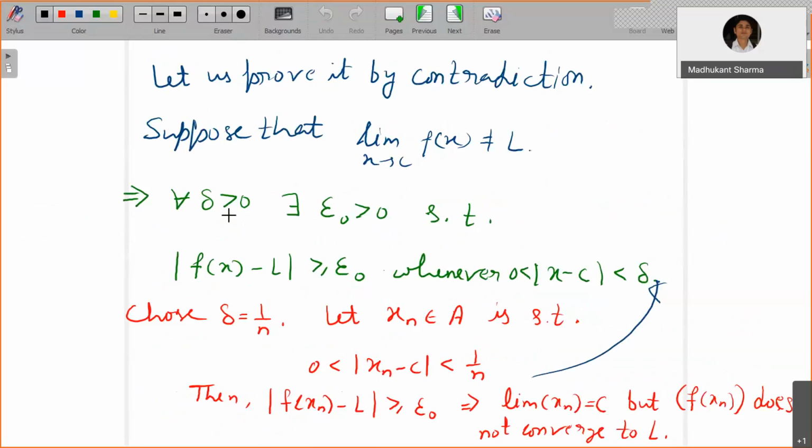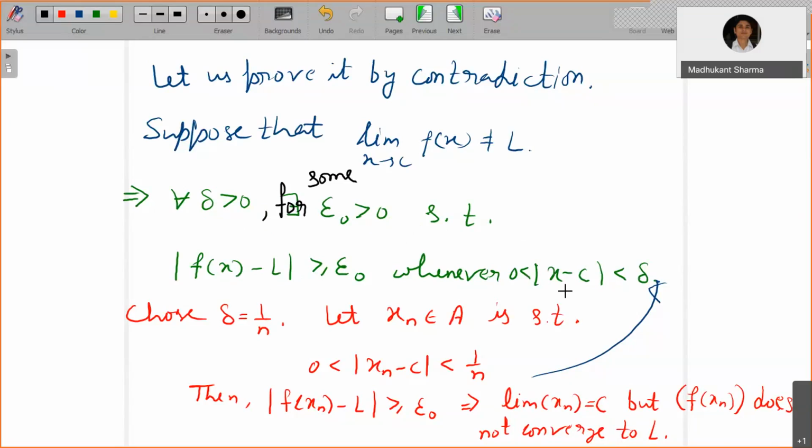Now, then there exists some epsilon naught greater than 0 such that, no matter what delta you choose, for every delta greater than 0, mod f of x minus L is greater than or equal to epsilon naught whenever 0 is less than mod x minus c less than delta.